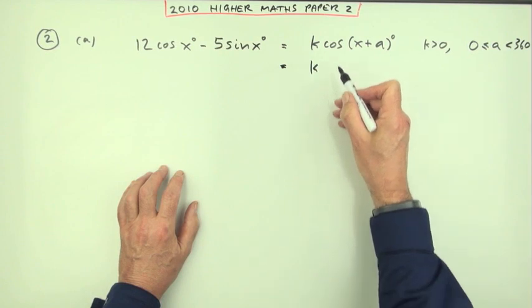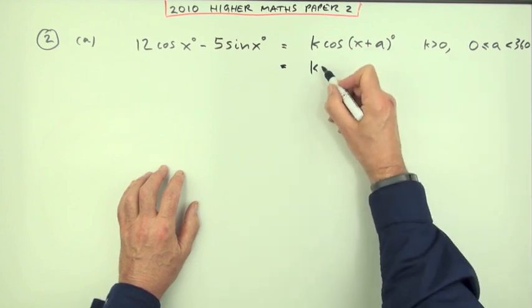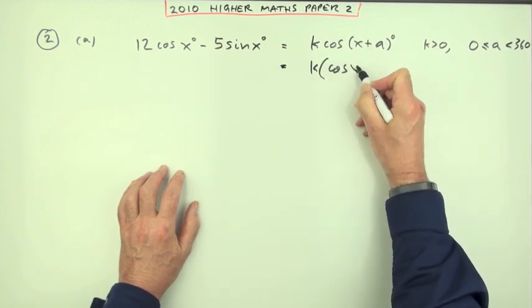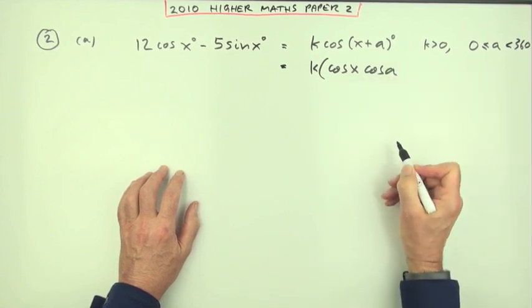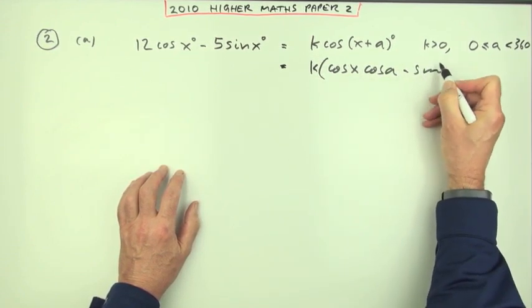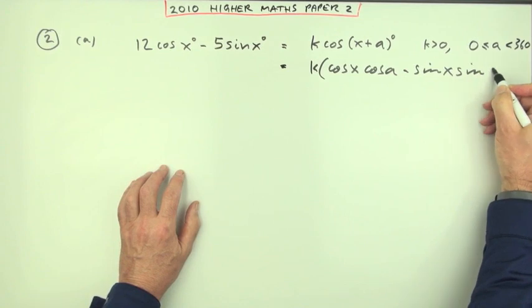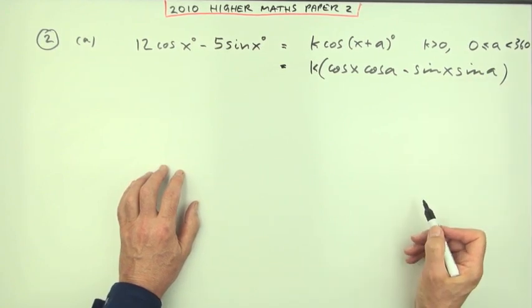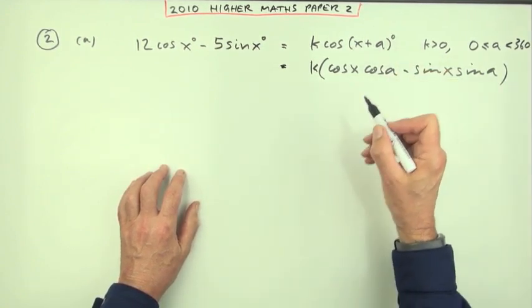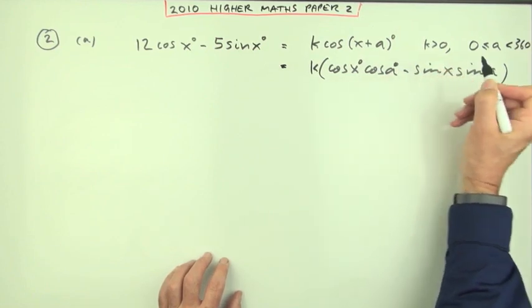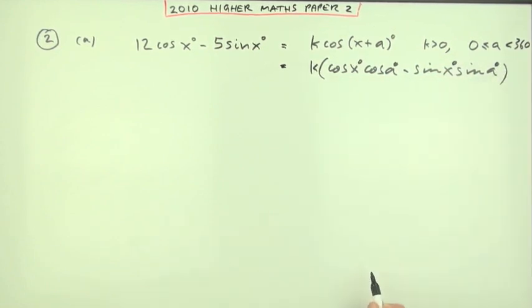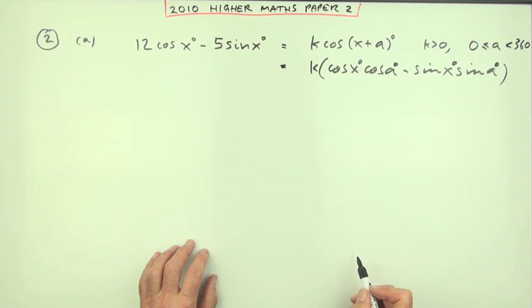Expand this side. Well, the cosine of the sum of two angles breaks into cos x cos a minus sin x sin a. Oh, does it? No, it's all in degrees. Strictly speaking, you should be putting all these wee degree signs in. Such a pest. If you don't, you wouldn't lose a mark.